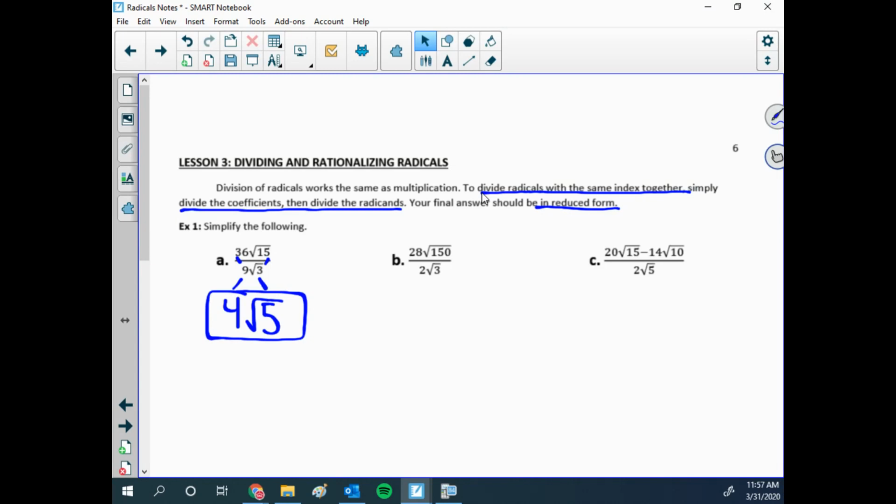To ensure it's simplified, we're looking at the radicand and seeing if I can remove a perfect square from the radical. I can't remove a 4 evenly, and then I get bigger than 5, so there's nothing I could remove. Remember, you can always verify these on your calculator.